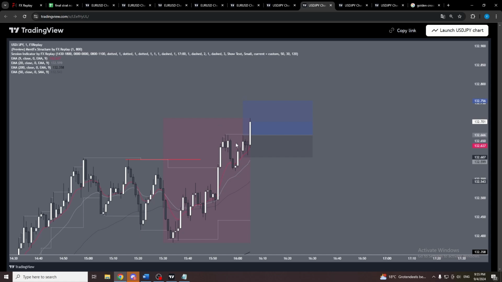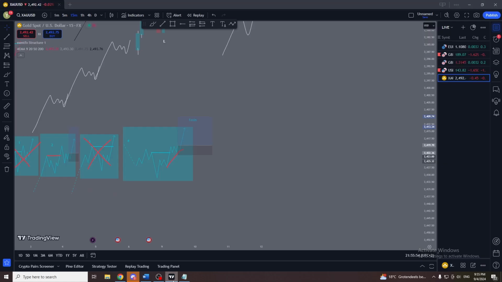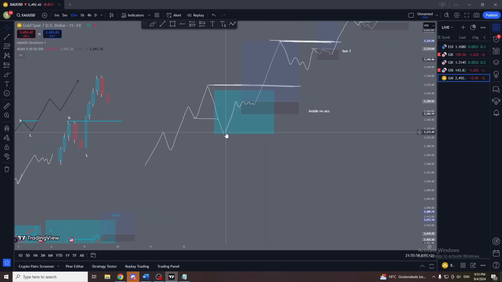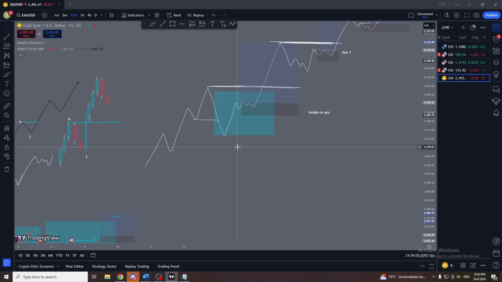Same thing, this is amazing. Screenshot this as well. This is beautiful. Maybe I didn't explain the reaccumulation very well. The reaccumulation can be more than one break down, by the way. If this went, so let's say this went like this.